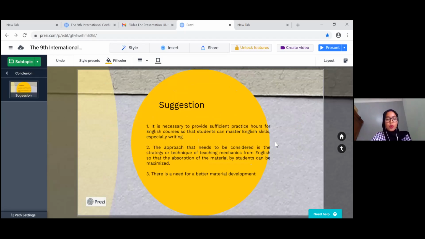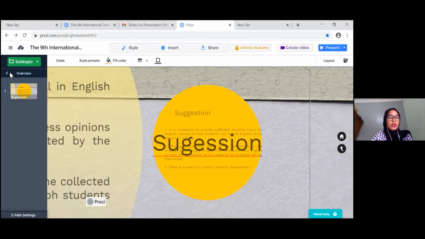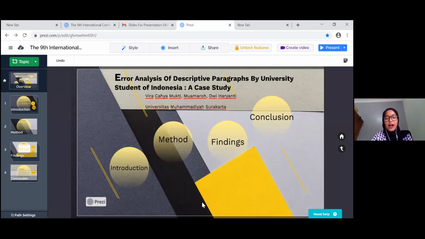And then the approach that needs to be considered in the strategy or technique of teaching mechanic from English so that the absorption of material by students can be maximized. And then there is a need for a better material development. So that's it, our presentation.